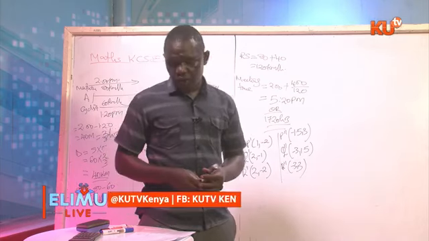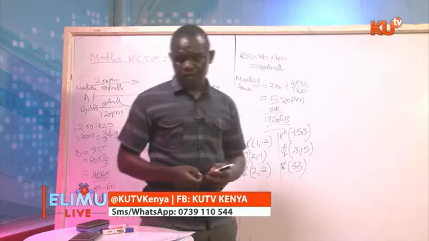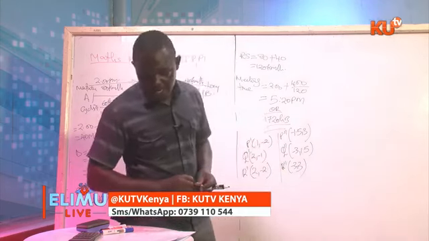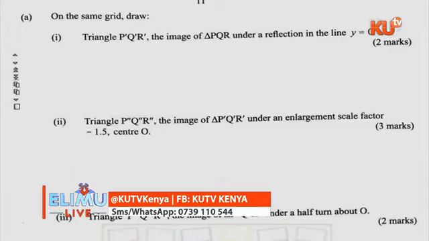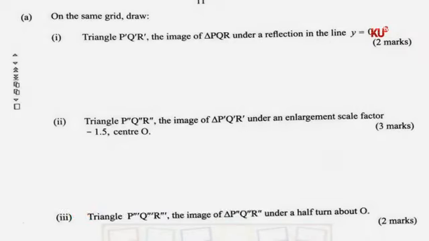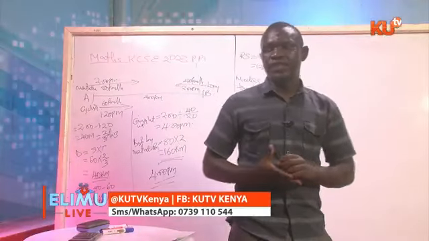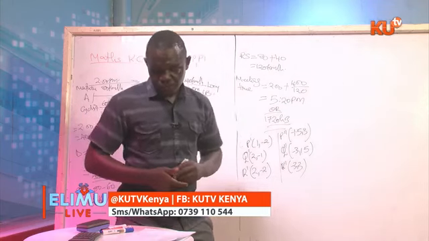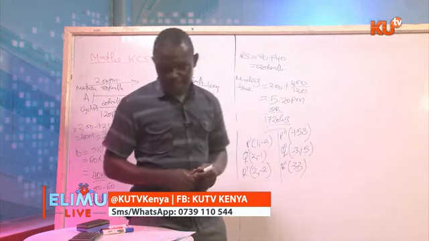Triangle P triple prime, Q triple prime, and R triple prime, the image of P double prime, Q double prime, and R double prime under a half turn about the origin. Now, what do you understand by half turn about the origin? That is under 180 degrees. Be it positive 180 degrees or negative 180 degrees, it's just the same thing. There is no difference. So the same applies.